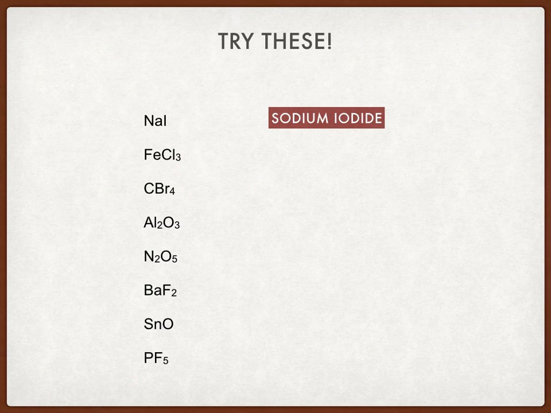If you remember, iron is a variable charged metal. So when we write this out, we're going to have to use Roman numerals to indicate the charge on iron. We don't know the charge on iron. We have to look at the anion. There are 3 chloride anions. Each chloride anion is worth a -1 charge.